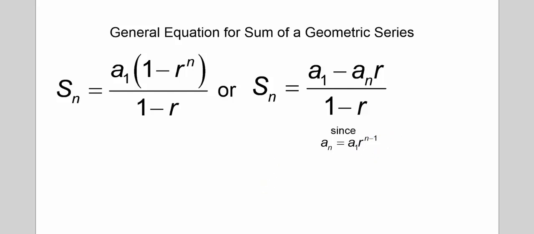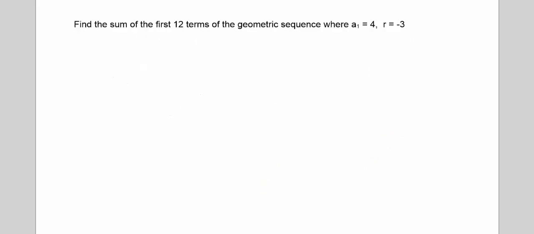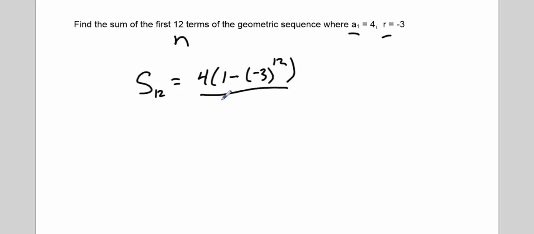So let's practice doing a couple of problems using one of those two. Now this gives us n. We have the first term and r, so we're going to use that first formula. The sum of the 12 terms is equal to that first term times 1 minus the ratio to the n over 1 minus that ratio.